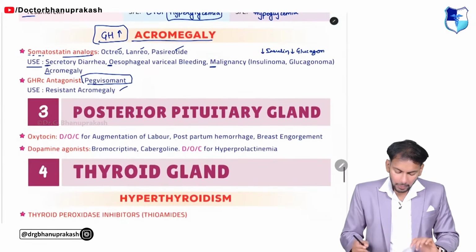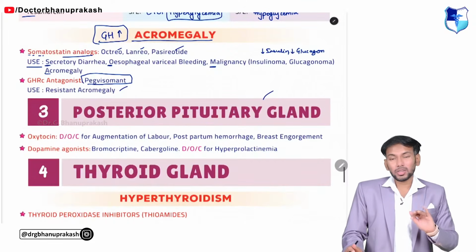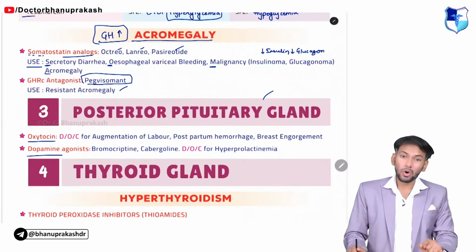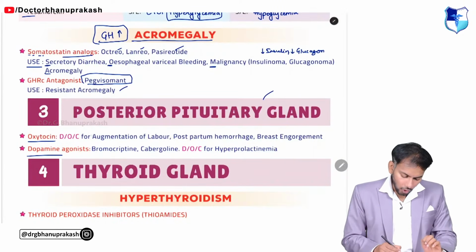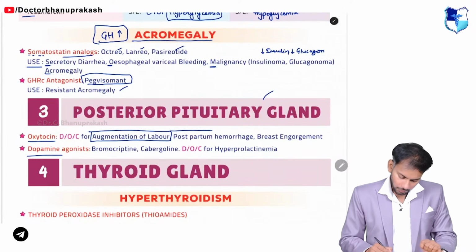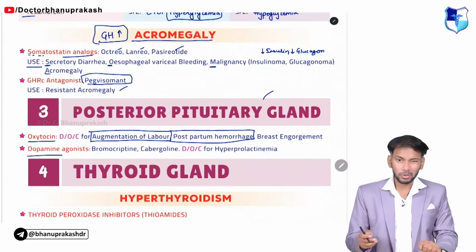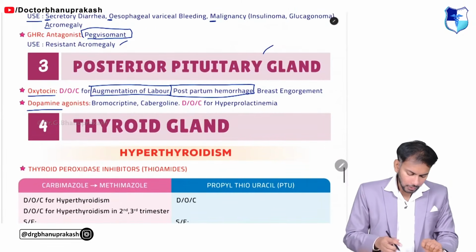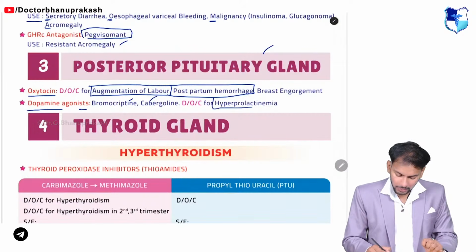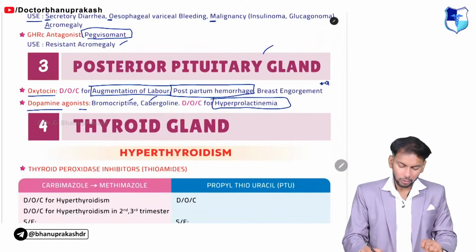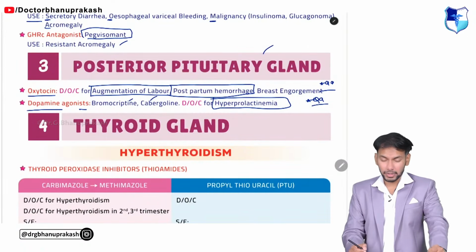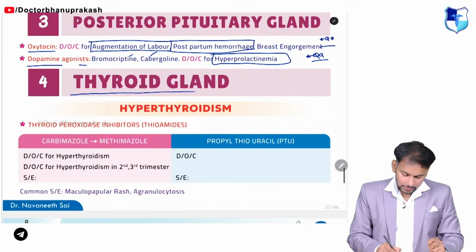Okay. Now, coming to the posterior pituitary gland. What are the hormones that are released from the posterior pituitary gland? Oxytocin and vasopressin. So, oxytocin is drug of choice for augmentation of labor. At least this much you know. Augmentation of labor, postpartum hemorrhage. And in breast engorgement also you can use oxytocin. Okay. Now, dopamine agonists are bromocriptine and cabergoline. These are drug of choice in hyperprolactinemia. Very important. Even though these are two lines, please remember it. Hyperprolactinemia, bromocriptine and cabergoline.